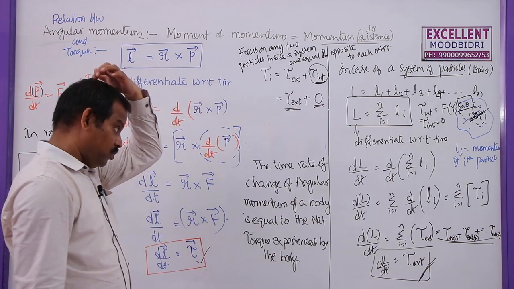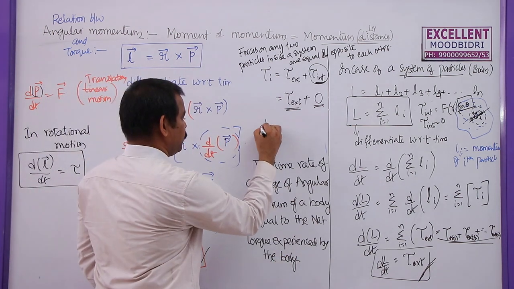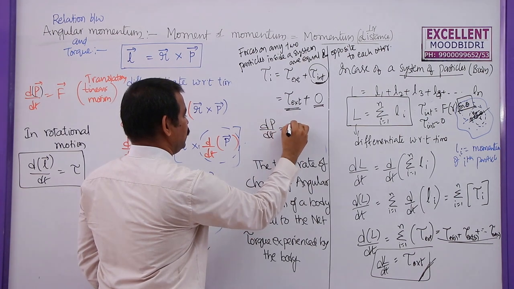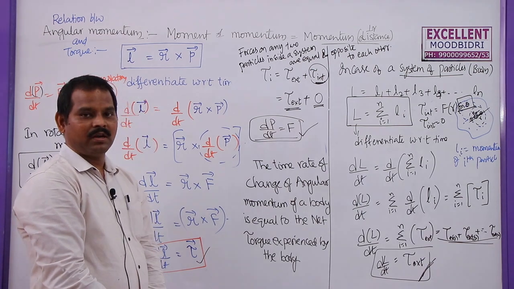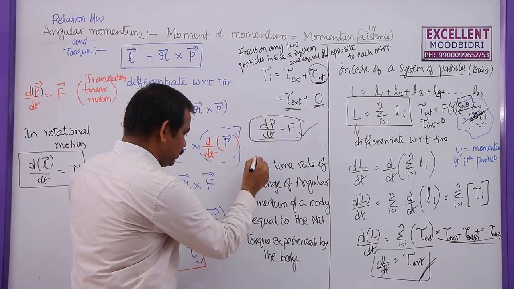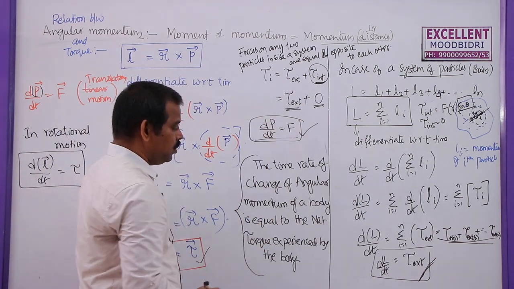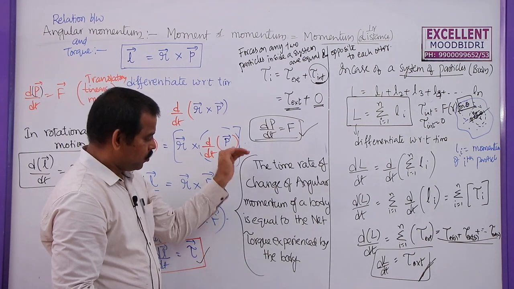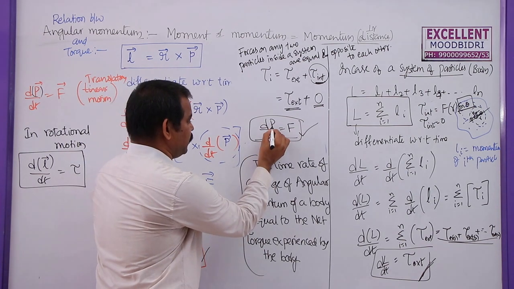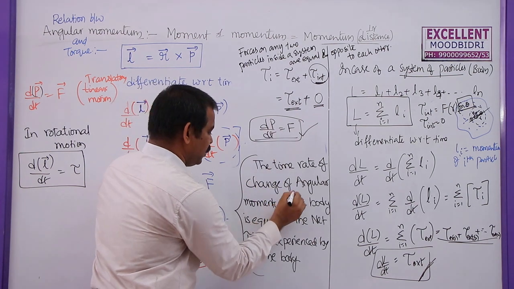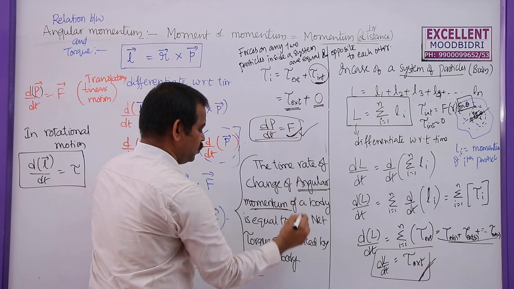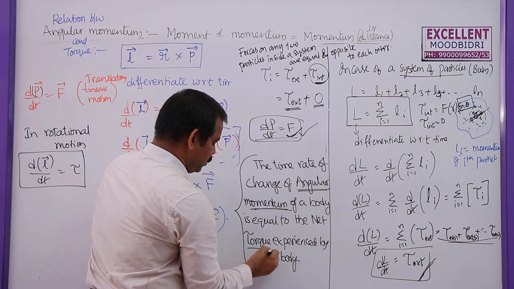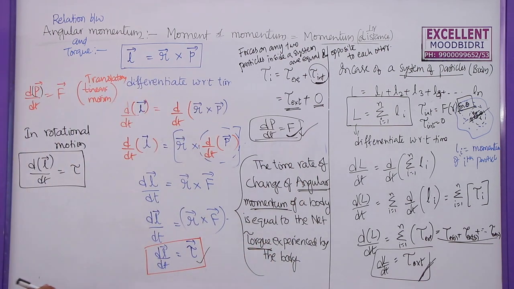So, in Newton's second law, the rate of change of linear momentum is equal to force. So, this is Newton's law for linear motion or translatory motion, but this is also similar to Newton's law in the case of rotatory motion. Here, instead of rate of change of linear momentum, we are going to write rate of change of angular momentum. Here we will get force, but in rotatory motion we will get torque.